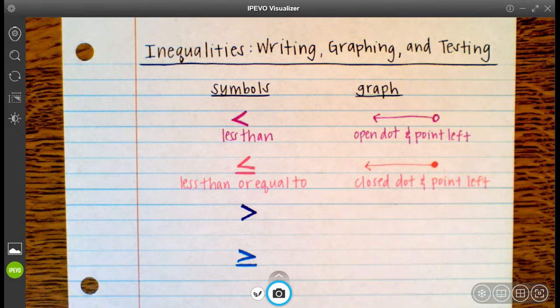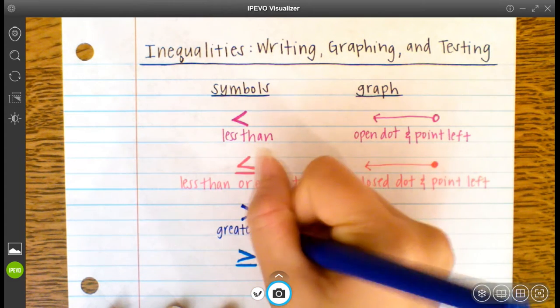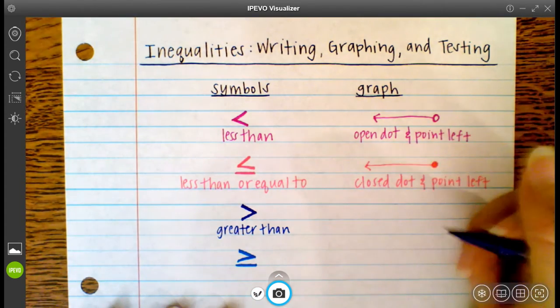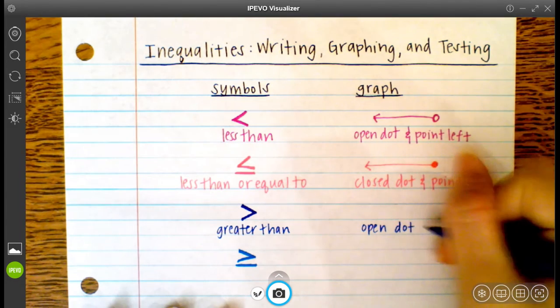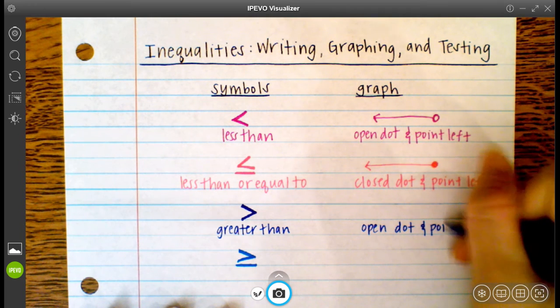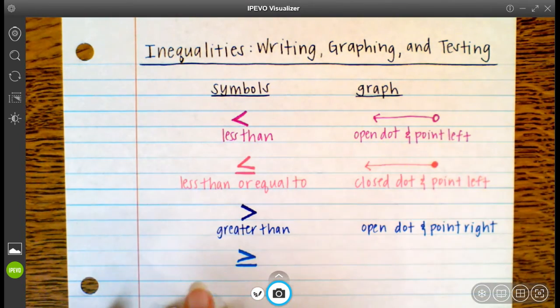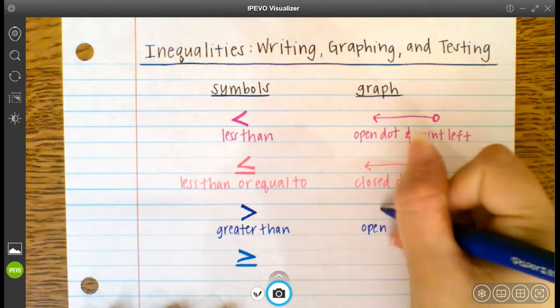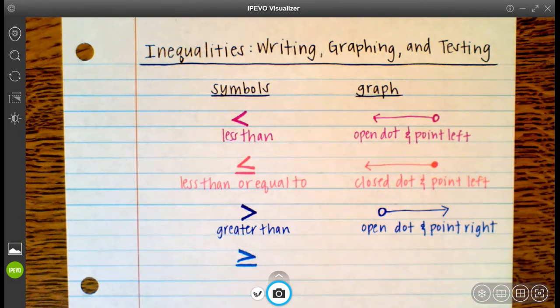Now let's flip the script here and let's do this symbol. This symbol is the greater than symbol, and greater than is going to have an open dot, and it will point to the right, since that's the way the symbol is pointing. It's pointing this direction towards the right. So my open circle would be here, and then I point in the right-hand direction.